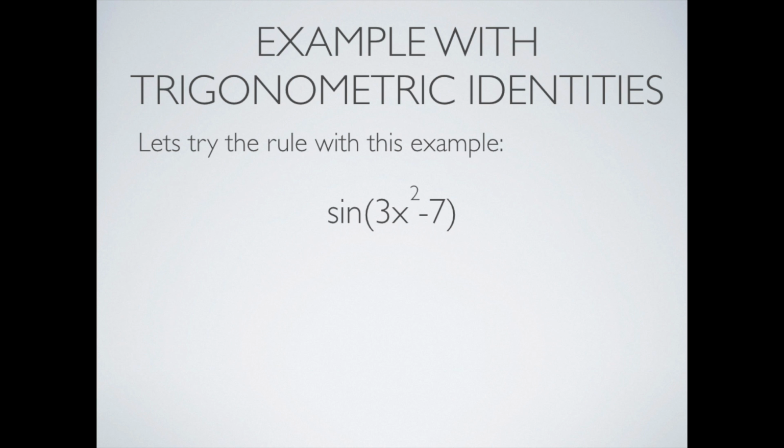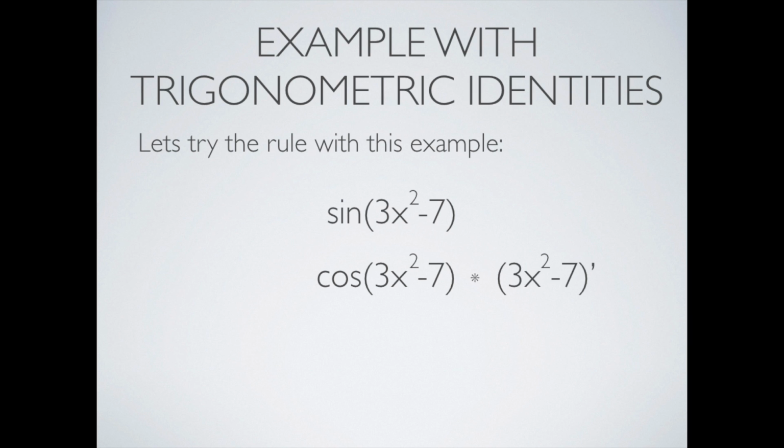Now let's try another problem with a trigonometric identity. Here we have sin(3x^2 - 7). So sine does not have an exponent, so that means that we may jump ahead and start the problem with the chain rule. Using our background knowledge, we know that the derivative of sine is cosine, and we may not forget to respect the inside of the function, so we will multiply cos(3x^2 - 7) with the derivative of 3x^2 - 7.